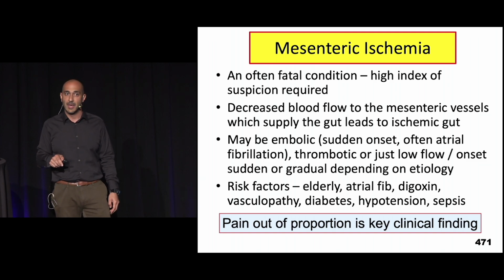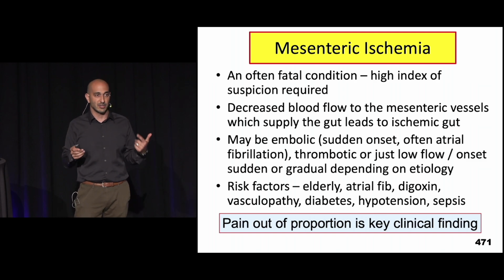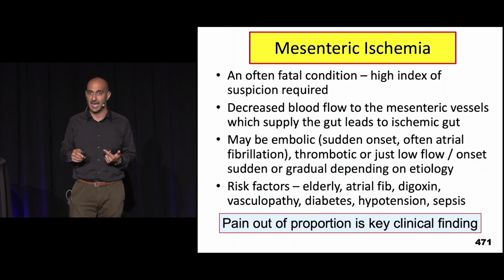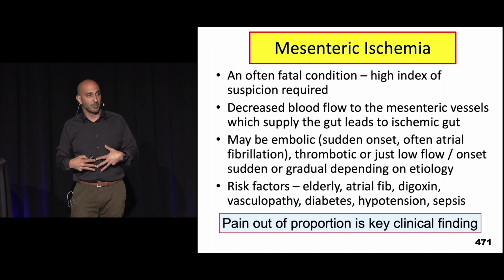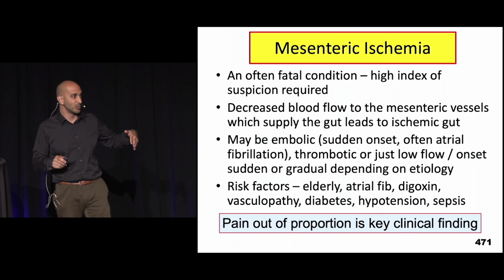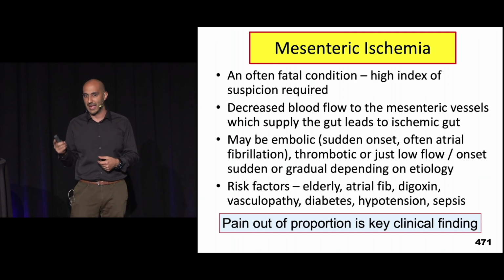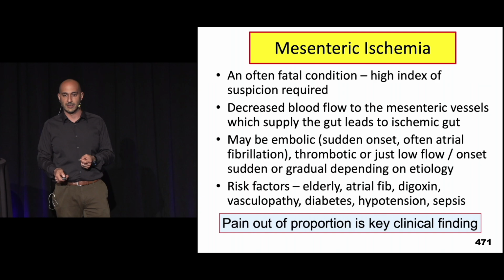Who gets this? Patients that have AFib. Patients that have low flow states, they're on pressors, they're getting treated for sepsis, things like that. So anything that would decrease the blood flow to the intestine is concerning for mesenteric ischemia. The classic patient would be a patient with AFib who's sitting down eating a meal, and all of a sudden, as they're starting to eat, they get this abdominal angina. That is mesenteric ischemia until proven otherwise.